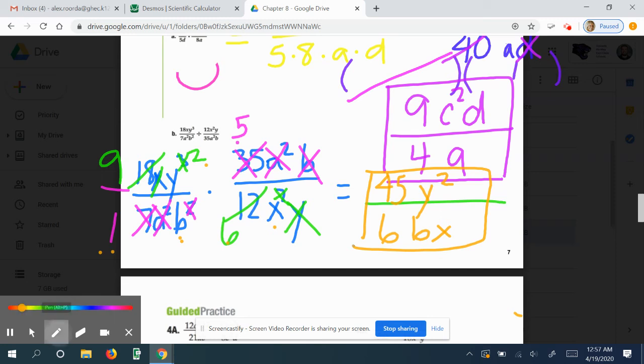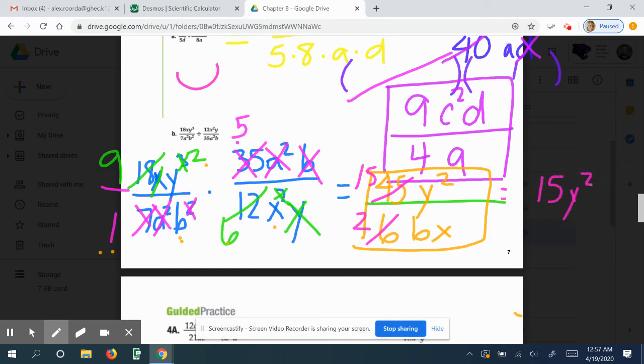And actually, thinking about it even further, you could take a 3 out of both of these. So this would actually be a 2, and this would be a 15. So actually, a real answer would be 15y squared over 2bx. So we can get it down even further and get it down all the way to this.